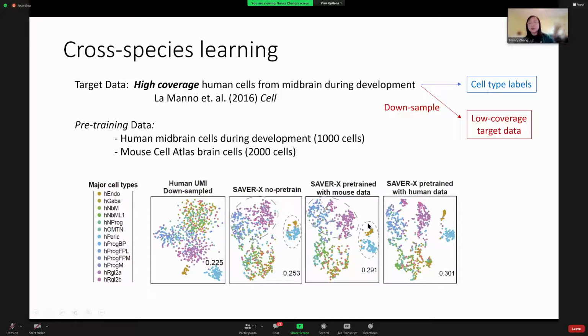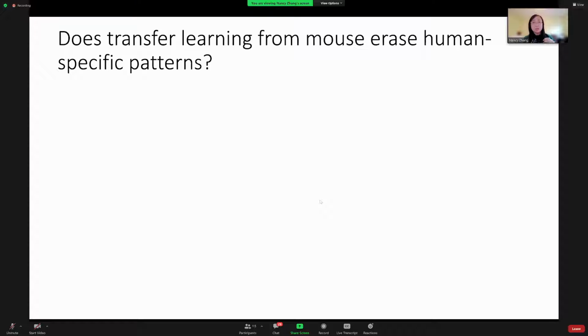Here I have to say that both data sets are not big. It's only a few thousand cells, okay? But you see that with pre-training on a few thousand cells, even on the mouse data, you get much better clustering. So this shows that it is possible with the neural network to borrow information across species. Now, one worry we had here is, does transfer learning from mouse erase human-specific patterns? Do we erase those genes that have human-specific expression patterns?